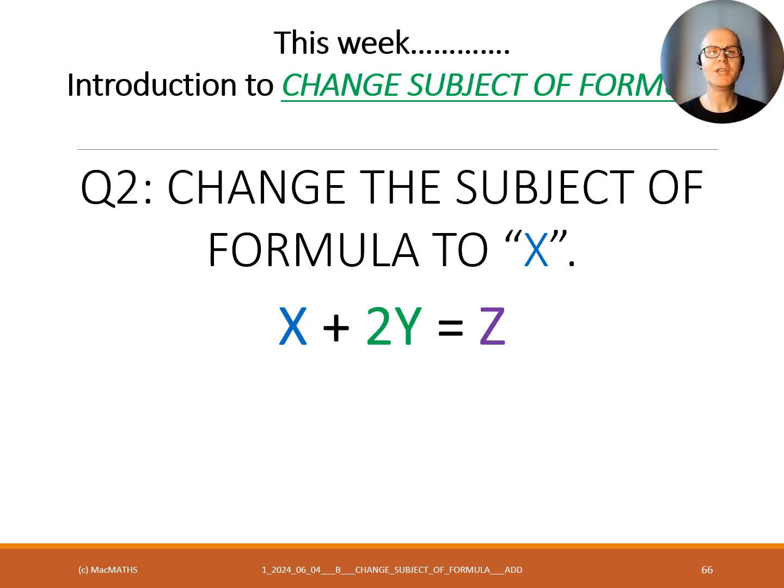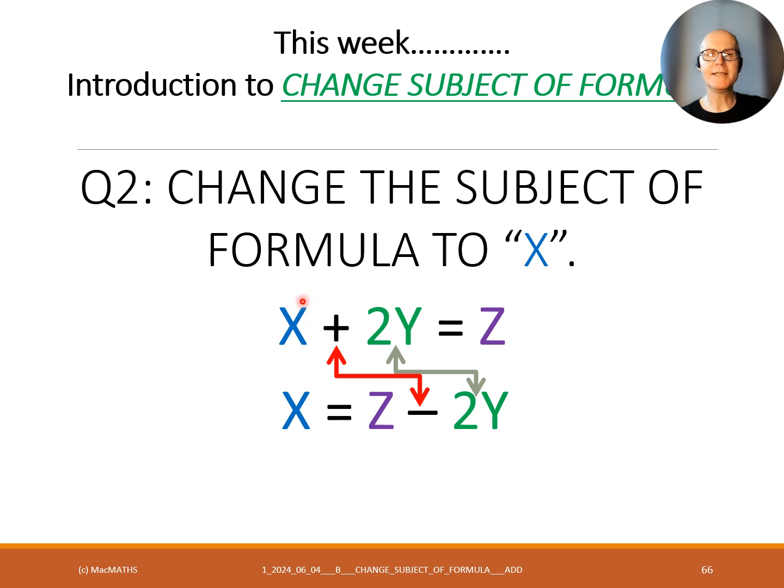Question 2. Change the subject of this formula to X. X plus 2 times Y equals Z. So to isolate X on its own, we've moved the 2 times Y, 2Y, from the left hand side to the right hand side. On the left hand side we are adding 2Y. If we move it to the right hand side, we must subtract 2Y.